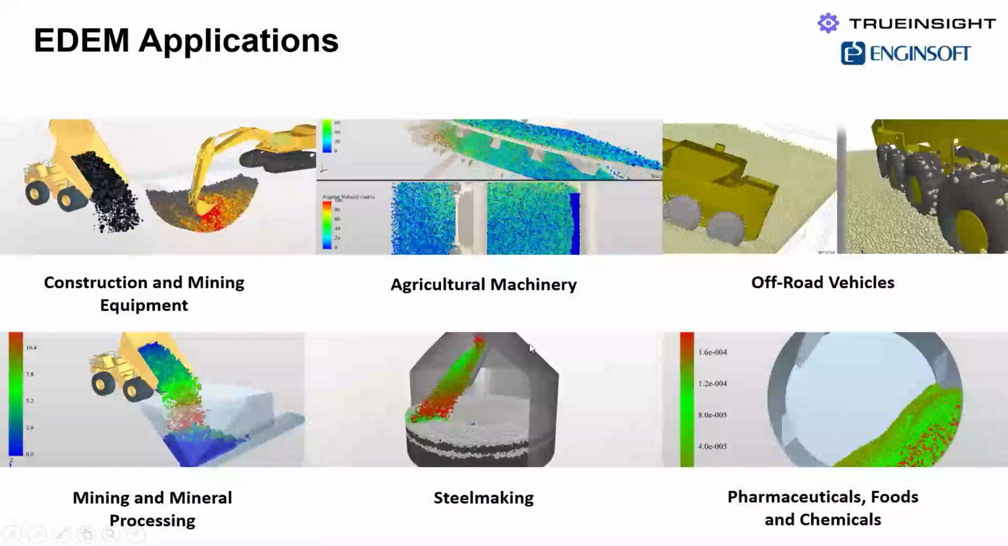Steelmaking also involves introduction of particles and then their behaviors. And then this last category is really a fast-growing category as far as people's usage of the technology, but it's in pharmaceuticals, foods and chemicals, and people are looking at quality of mixing, and this is really critical to product quality. And with simulation, we can come to a better understanding of what are the issues surrounding the mixing.